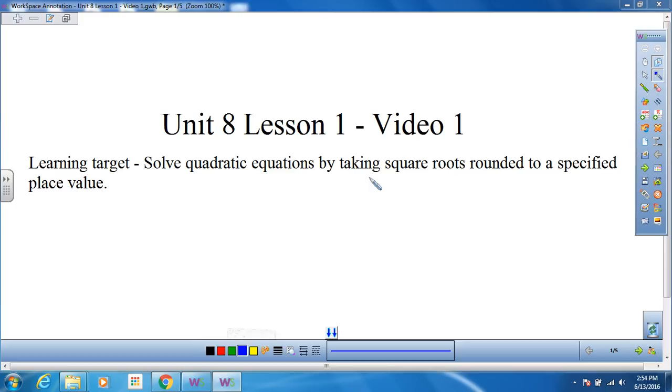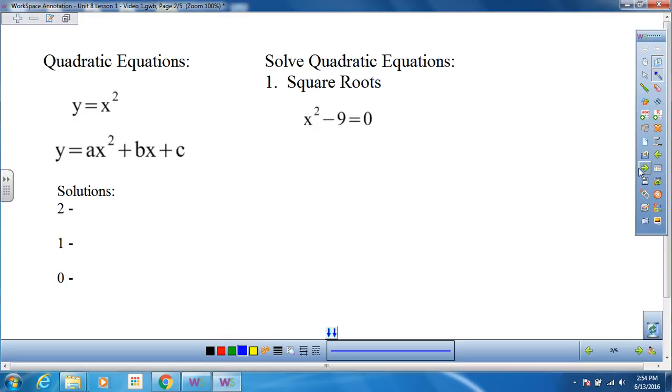Okay, so now we're going to solve quadratic equations by taking square roots, and we'll round those to a specified place value. First of all, quadratic equations are y equals x squared. What makes it a quadratic equation is the exponent of 2. If it has an exponent of 2, then it's a quadratic equation. A lot of times we see it in this form, but the most basic form is y equals x squared.